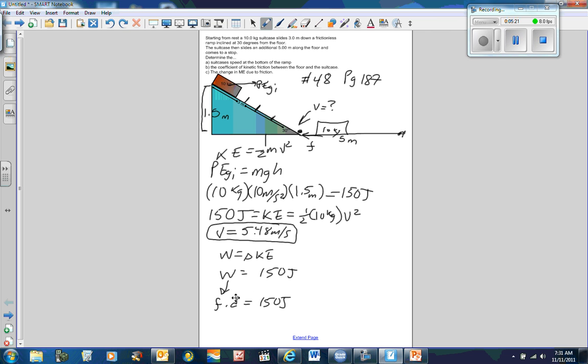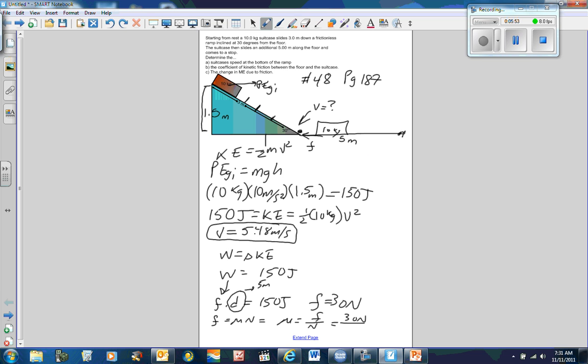Can I find friction now? Well, yeah, because I know this right here is 5 meters, right? So if I just put in my numbers, I'm going to say 150 divided by 5, and that's going to give me 30, so I know my frictional force has to be 30 newtons. Well, how do I find mu? Well, the friction equation. Remember, f equals mu n. So it's going to be mu equals f over n, which is going to be 30 newtons over n. What's n? That's the weight.